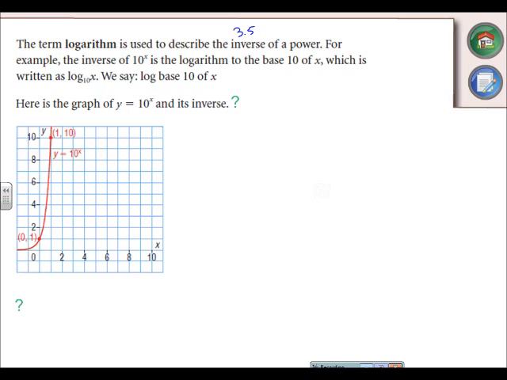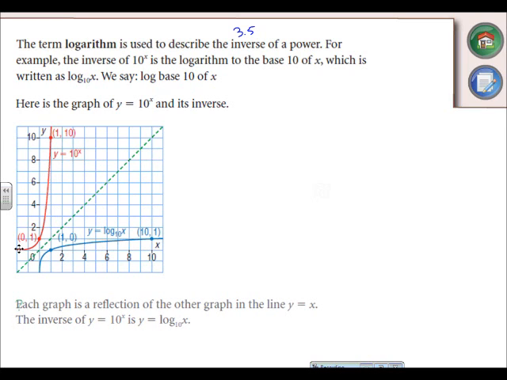Okay, so here's the graph of y equals 10 to the x. That's the red one right there that you can see. And let's look at its inverse now. So that means we've got to have our y equals x line and then our inverse. The inverse of an exponential function is a log function. So 10 to the x, the inverse is log base 10 of x. So each graph is a reflection of the other graph in the line y equals x.